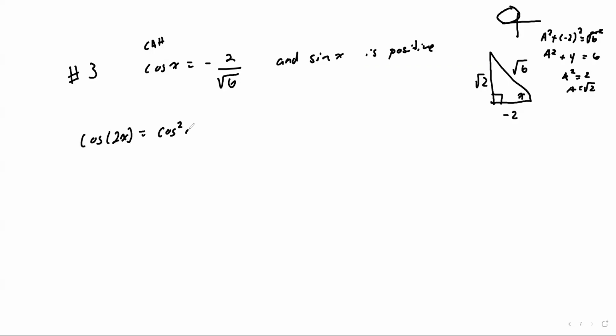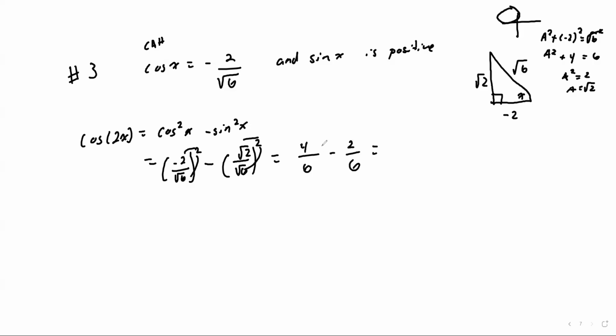So again, that was cosine squared x minus sine squared x. So my cosine was already given to me, so that's going to be negative 2 over the square root of 6 squared minus, now I need to come up with my sine. Sine is opposite over hypotenuse, so that's going to be the square root of 2 over the square root of 6 squared. So when I work this out, apply it to both. That's going to give me 4 over 6, because again, I squared the actual number, but I cancel the square root, minus 2 over 6. And when I do that, I get 2 over 6, which is 1/3. All right, and you do the same type of process for your sine and tangent.